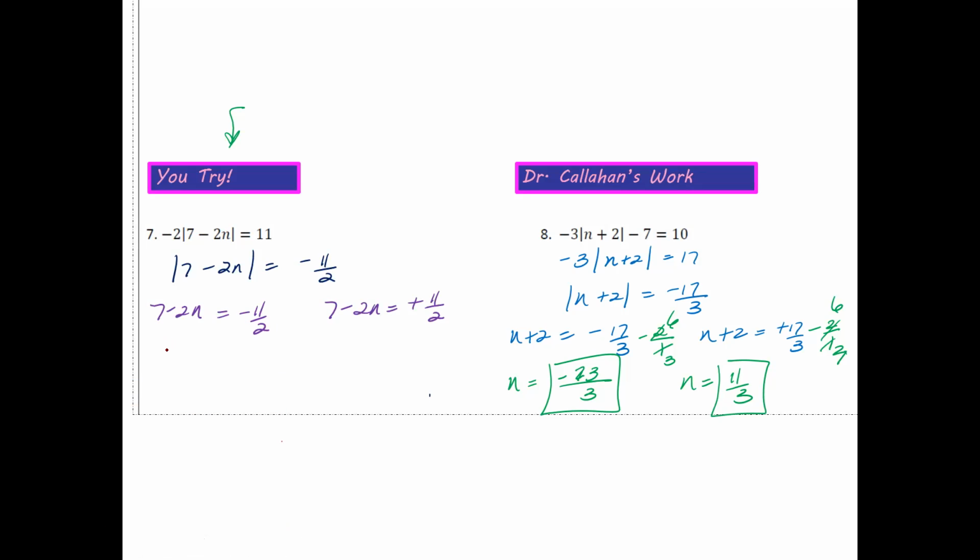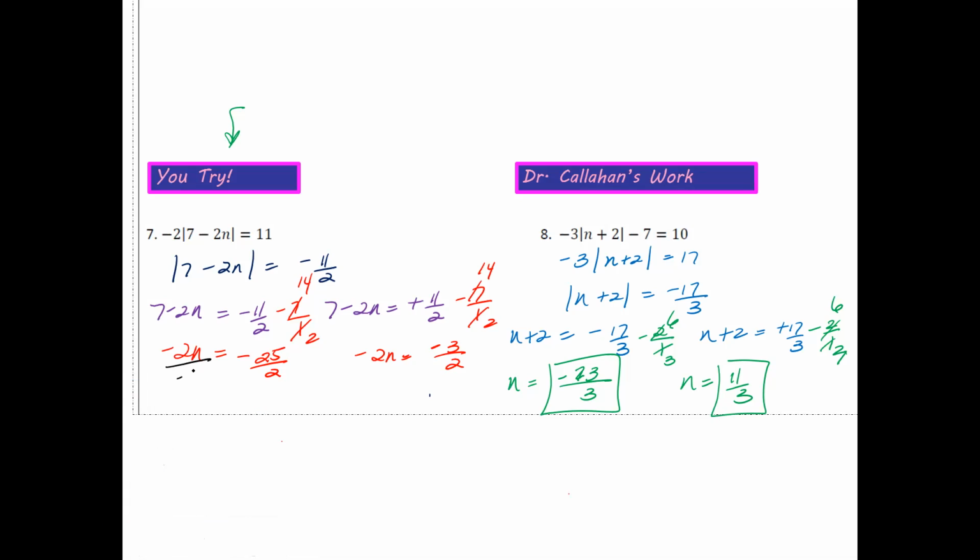Let's go ahead and subtract 7 on both sides. So negative 2n equals, change it to the common denominator. So you have a negative 25 over 2. Negative 2n equals minus a 7 over 1, which is a 14. 11 minus 14 is going to be a negative 3 over 2.